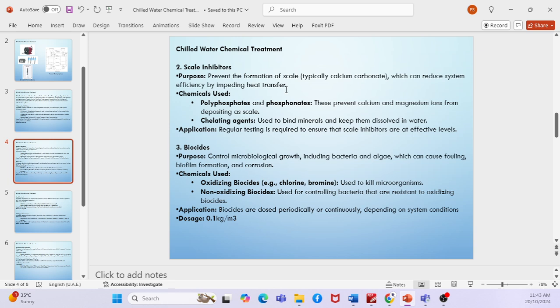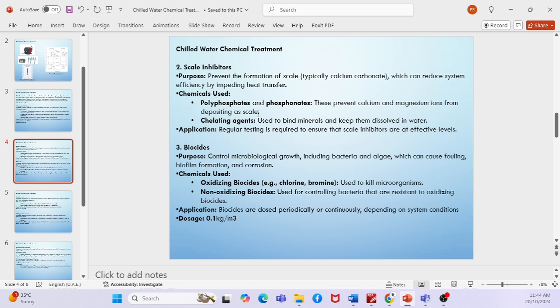Say for example, if it is a strainer, the scale will form and block the strainer, everything. If there is a blockage, then what will happen? You will not have a proper chilled water flow. If you don't have a proper chilled water flow, then your efficiency or the heat transfer will be lesser. Then you will not get proper cooling, right? To avoid that, we are going to use chemicals called polyphosphates and phosphonates. These prevent calcium and magnesium ions from depositing as scale.